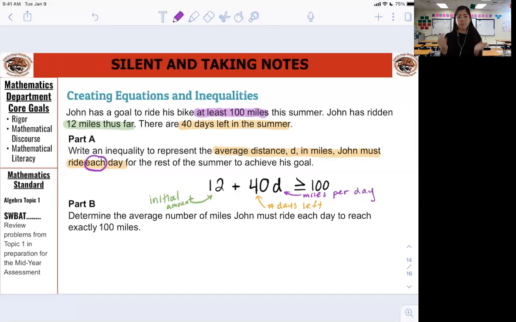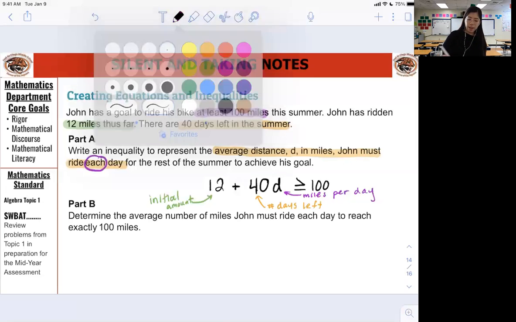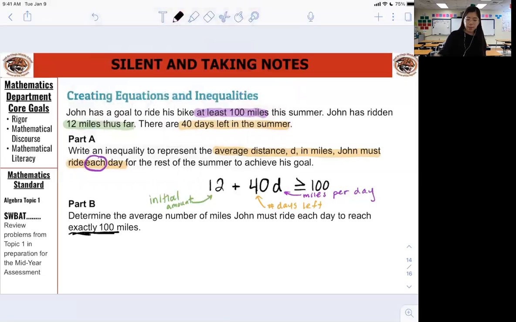Okay. Well, now part B. Are we going to have to solve it? Yeah, that's what I was going to say. Now we got to solve it, because now it says determine the average number of miles that John must ride in order to reach exactly 100 miles. So D is what we got to figure out the value of. If it needs to be exactly 100 miles, what should I change about this inequality? D needs to be isolated. It's just going to be an equal sign, because I need it to be exactly 100, not less than or greater than, just equal to 100.